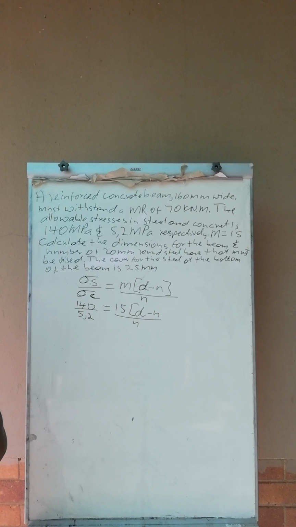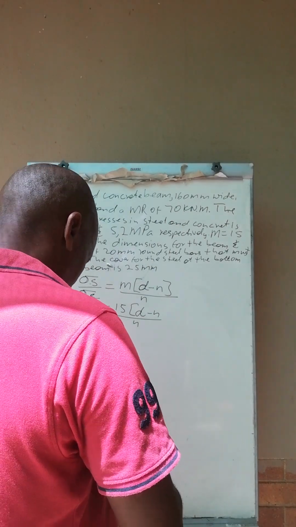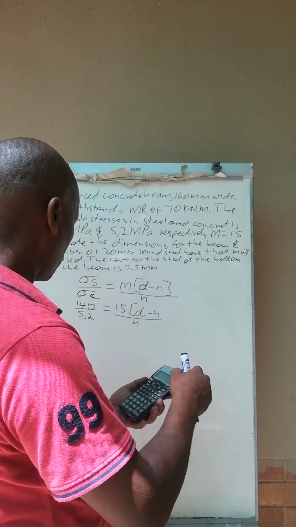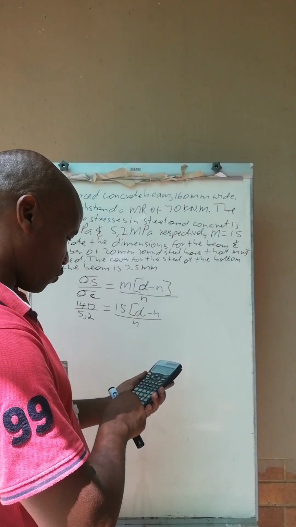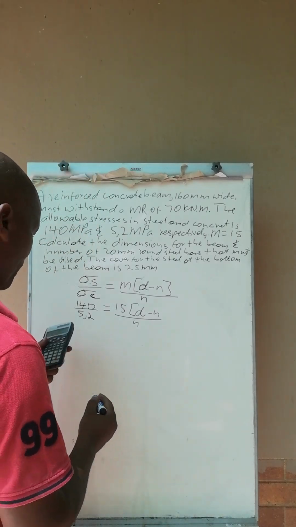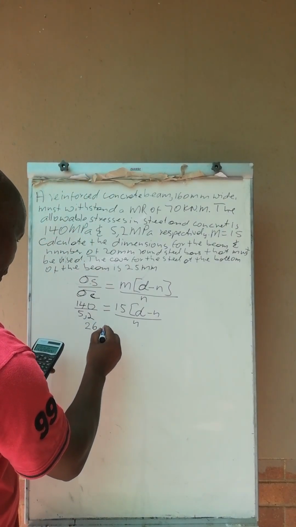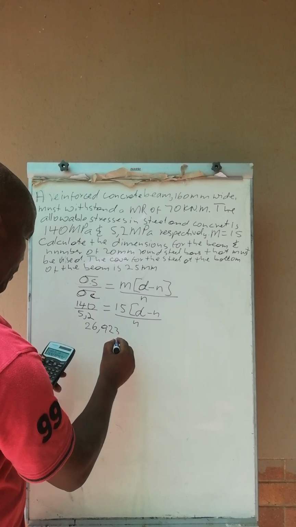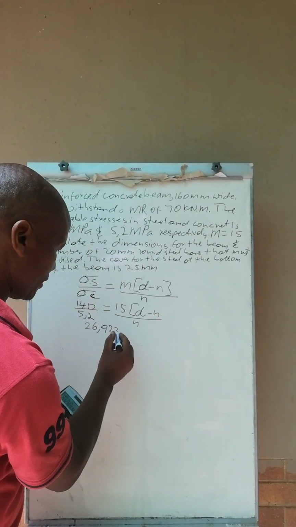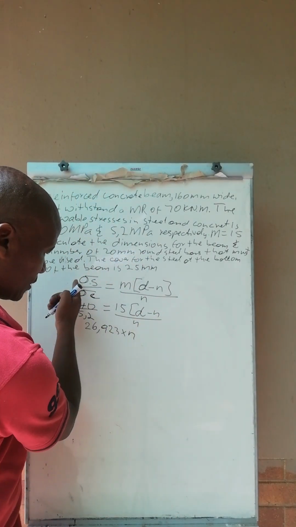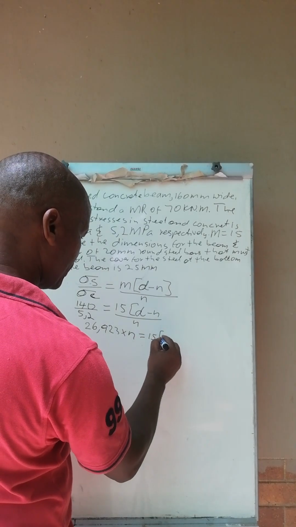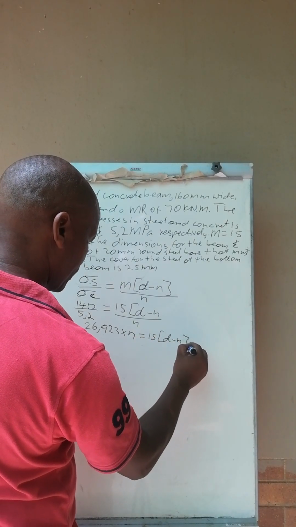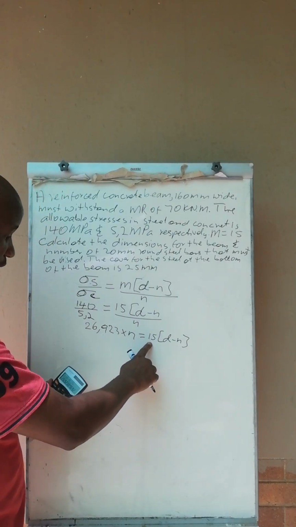Now let's see, Mr. Chester. We say 140 divided by 5.2 is equal to 26.923. Let's cross multiply already. Multiply by n. This is equal to 15 times (d minus n). Now we can divide by 15 here.